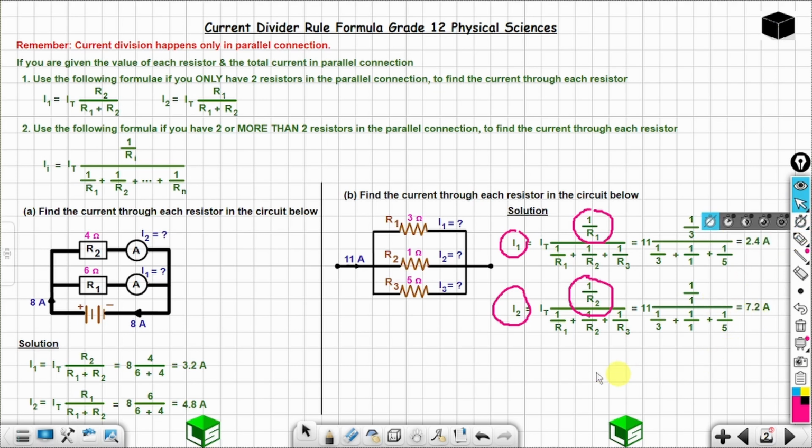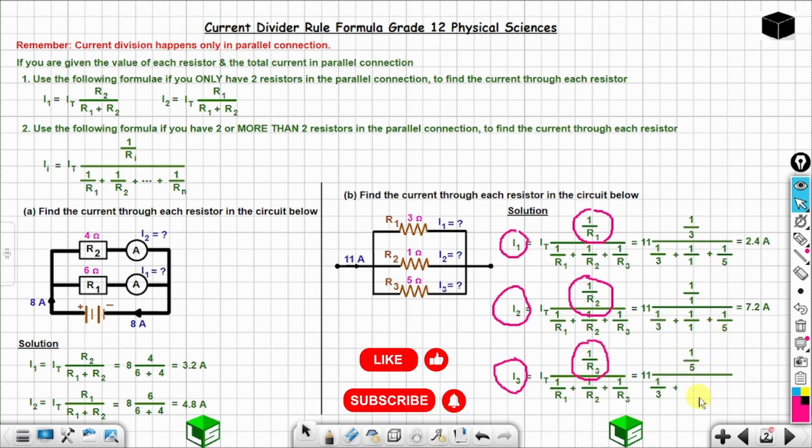Now, I3, you are going to use this formula. Again, when you are calculating I3, you have 1/R3 in the numerator. So this is equal to total current times 1/R3, 1/5, over the same thing. So you have to see this.